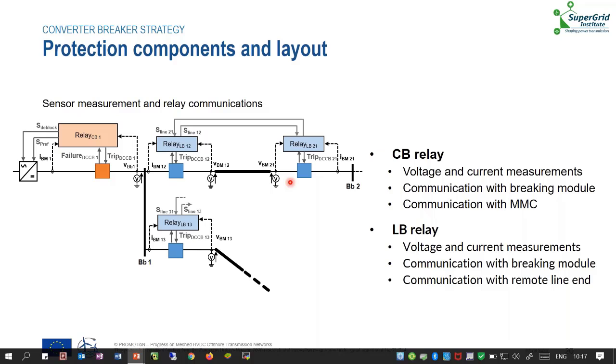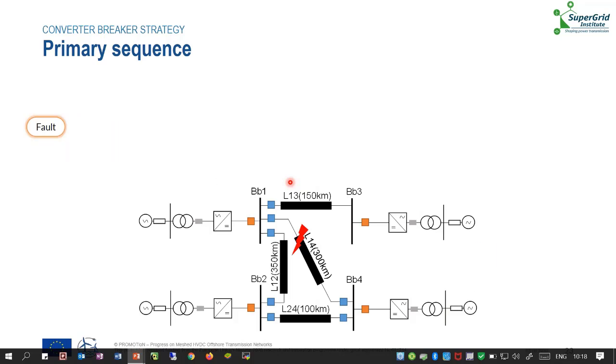And each line breaking module communicates with the remote end in order to successfully identify the faulty line based on a double-ended algorithm. I now go over to the primary sequence.